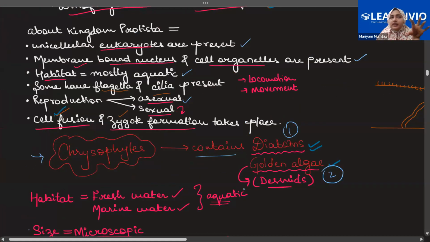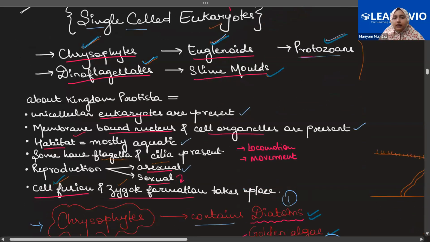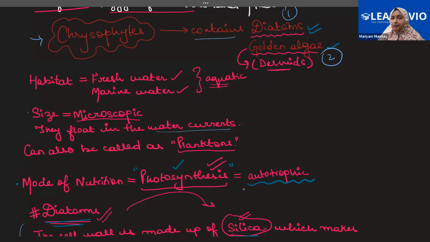Now, the kingdom Protista has further been divided into these groups: chrysophytes, dinoflagellates, euglenoids, slime molds, and protozoans. All of these come under the kingdom Protista. Now, talking about chrysophytes, the first one. It contains the organisms that are known as diatoms and desmids. The common name for desmids is golden algae. So the two types of organisms found in the chrysophytes group are diatoms and golden algae. Clear?